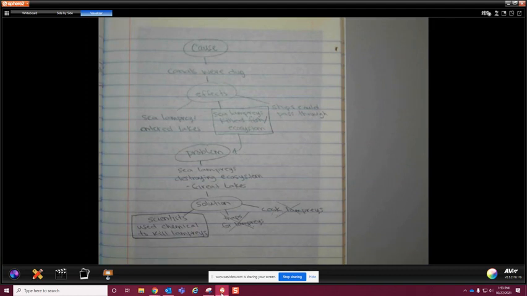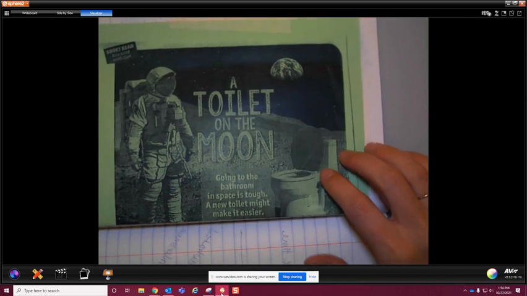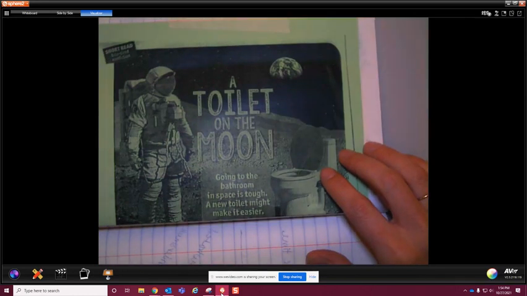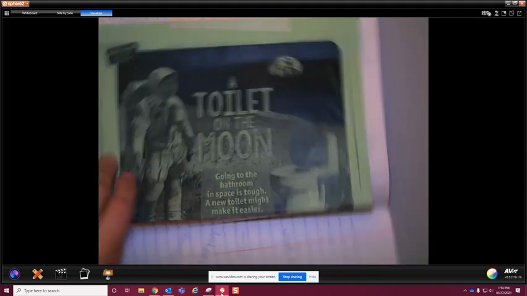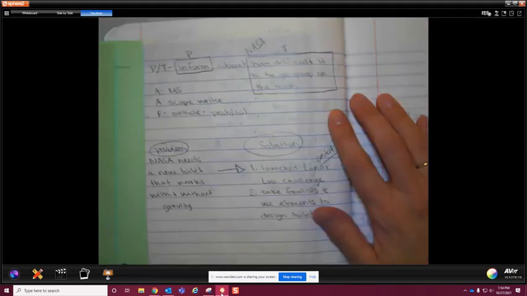Okay. After we did that, we went back to the toilet on the moon piece, and we talked through what that piece was about as well. All we really did with this is we wanted to get the PTOF thing, and we also wanted to do the problem solution with this as well. Because again, this is a problem, and they came up with different solutions. After we talked, we put down this information.